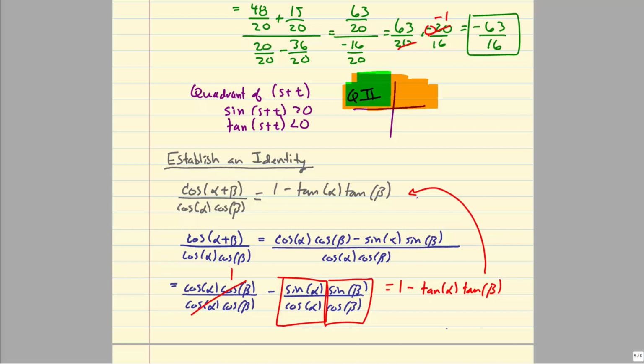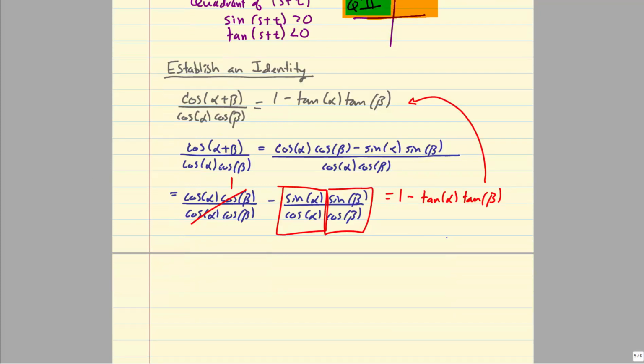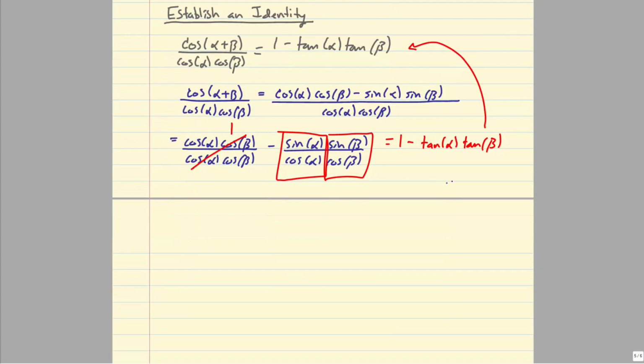So again, here I had to make sure I could call back to the sum identity for cosine. Anything on the sheet is fair game. We're not just working in a closed box where we can only work with sines and tangents in this section.